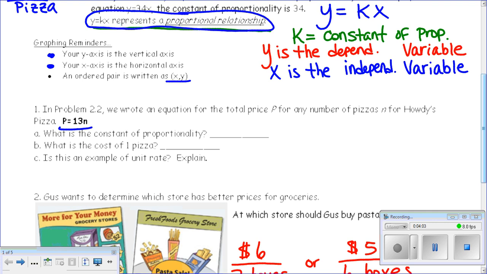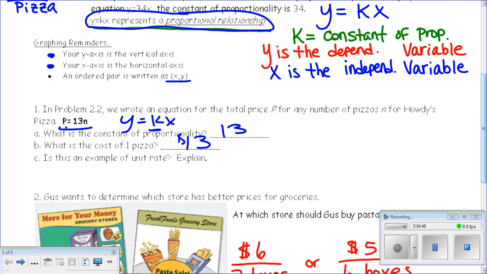What is our constant, which is our k? So remember, in an equation like y equals kx, our k is our constant. So if we're looking at this equation, what is our constant? 13. Our number 13. That is our constant. Thank you. What is the cost of one pizza? We kind of already said this, and we calculated this yesterday. Joey, what is our pizza? $13 for one pizza. Exactly.